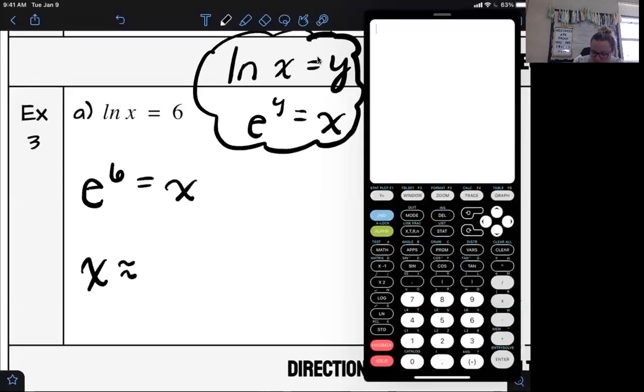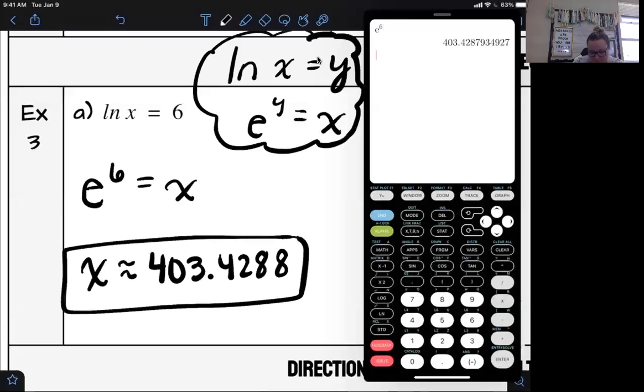So then x would be approximately, to get the e button, remember you hit second natural log on your calculator, and then you take e to the whatever power, we're taking it to the 6th power, which is 403.4288. We're going to round it to the 4th decimal place.